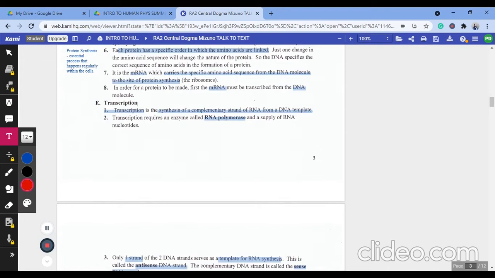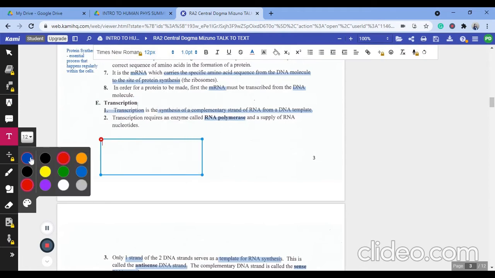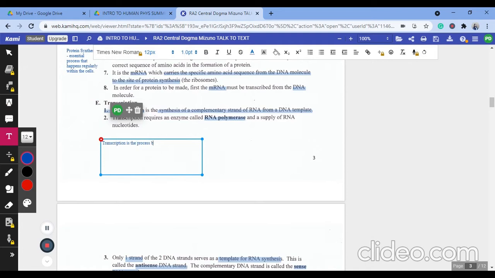Okay, a few things here. So basically, in summary, transcription is the process by which the information in a strand of DNA is copied into a new molecule of messenger RNA, also called mRNA.